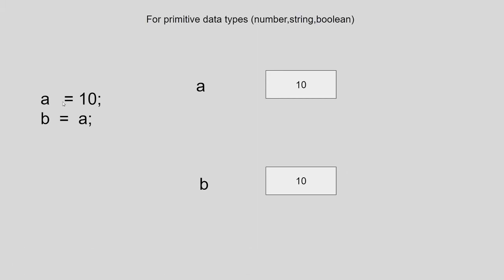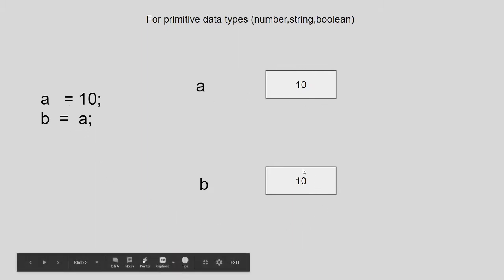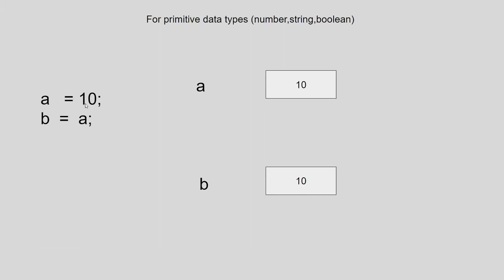What happens is, if I declare a variable a and I define it with some value, I can declare a variable with let, var or const. So I defined it with 10. Now if I declare another variable b and I define it with a, what will happen is a will get its own memory location and have a value of 10, and b will have its own memory location and have a value of 10. What exactly happened is 10 is copied from a to b, so both of them have their own memory location.